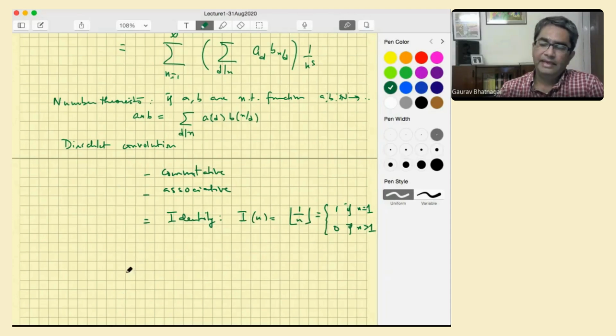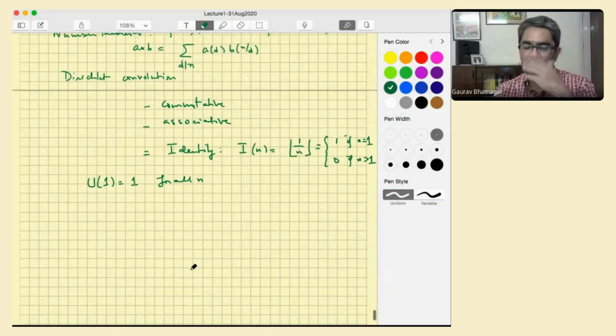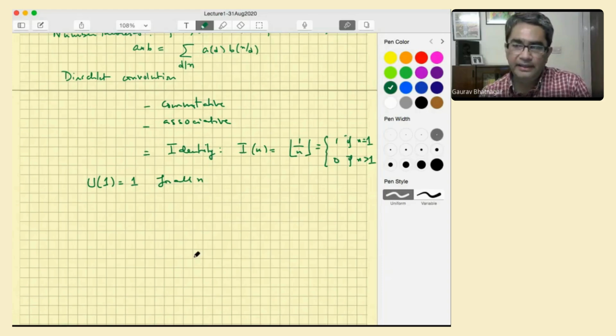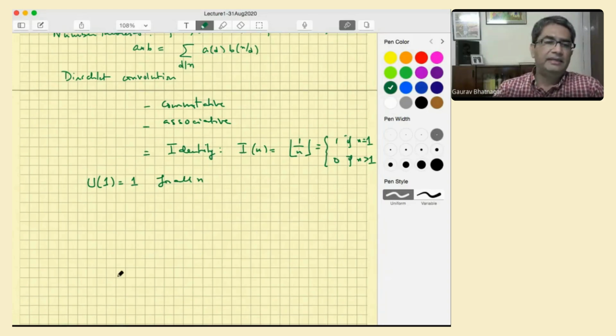So this is the identity, and there is a function called u(n) equal to 1 for all n. This is a unit. Yeah, this is also an invertible element. So there is this whole theory that this is a ring and what its inverses are and so on, but that's not totally relevant to us, at least not now.